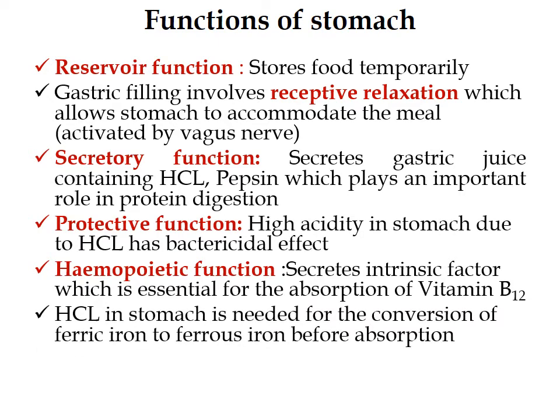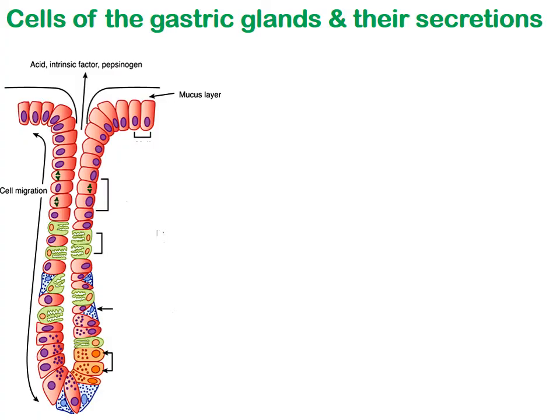HCl in the stomach is needed for the conversion of ferric iron to ferrous iron, right? This is for the iron. It has to be converted from the ferric form to the ferrous form before it is reabsorbed, and this conversion is done by the hydrochloric acid. It's a biochemical step there. Now let us see the cells which are involved in the gastric glands and their secretions.